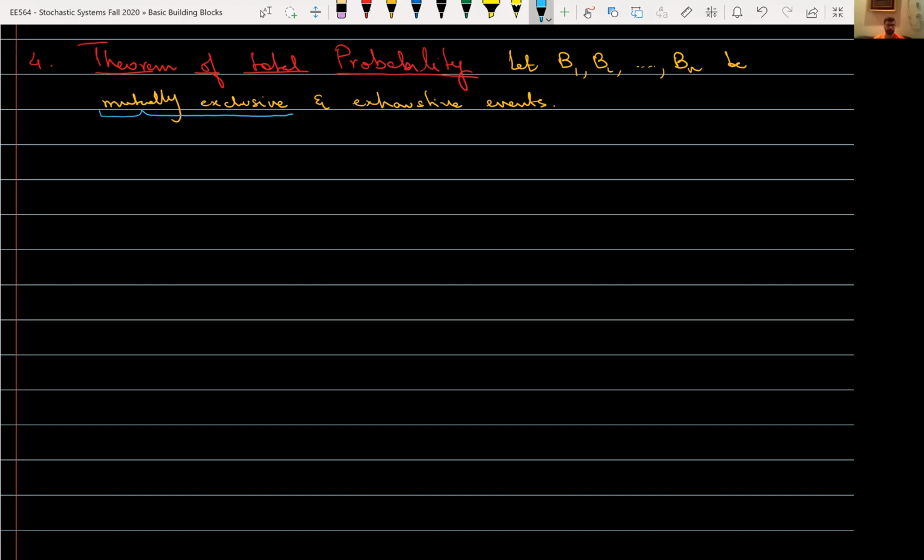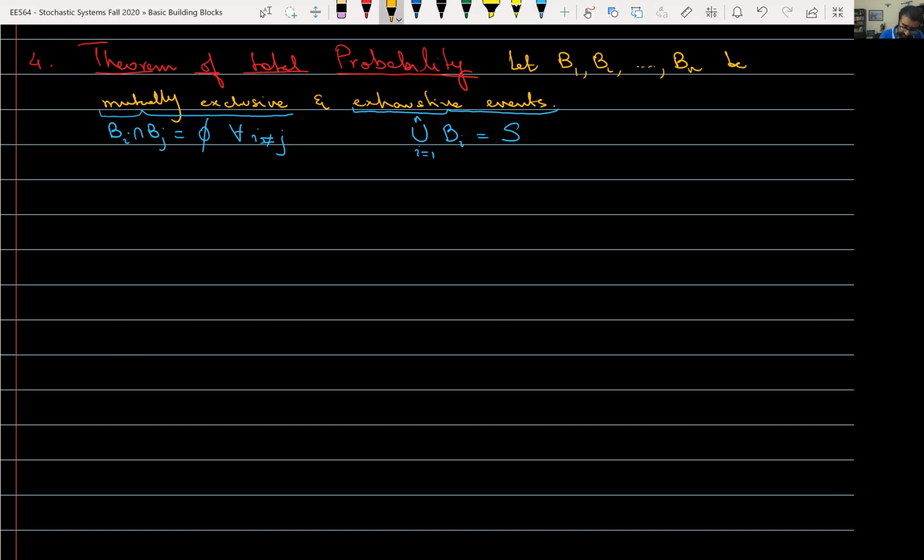Right. So what is the definition of mutually exclusive? That Bi intersection with Bj must be equal to the null set for all i not equal to j. What about exhaustive events? What does exhaustive events mean? They cover the whole sample space. If I take the union of all of those events, I'm going to get the sample space, right?